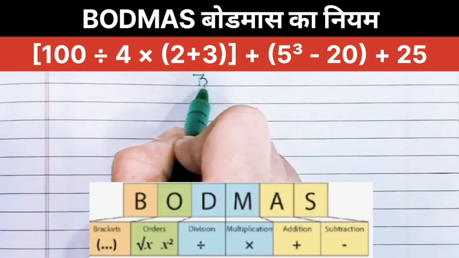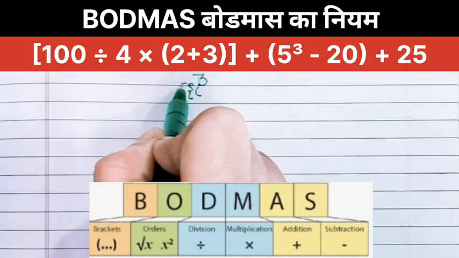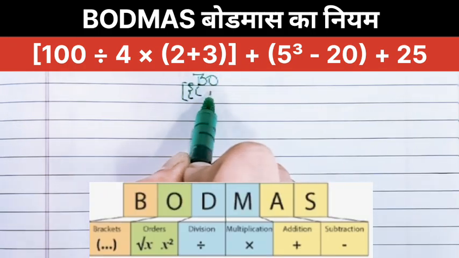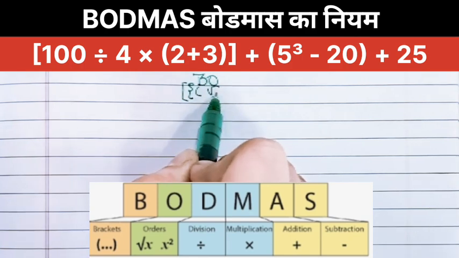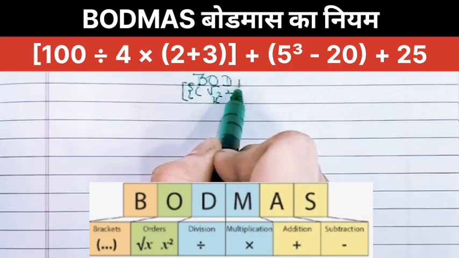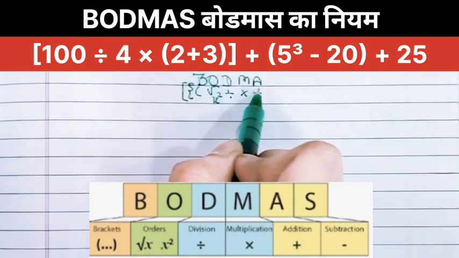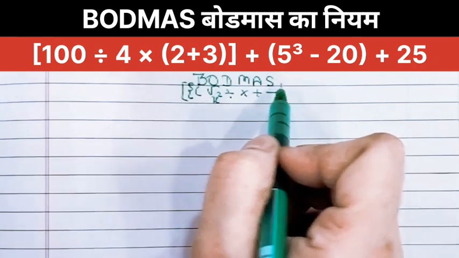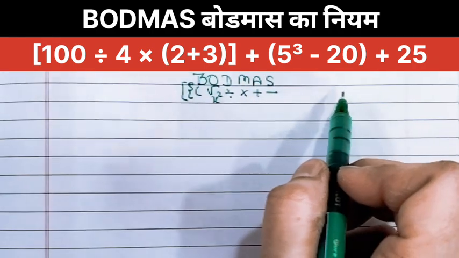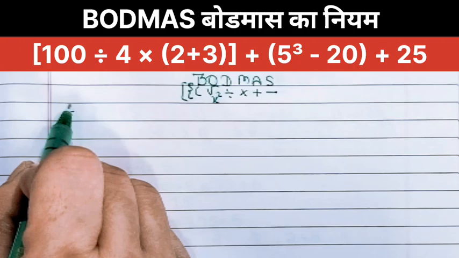BODMAS rule says first we solve brackets: small brackets, curly brackets, then square brackets. O stands for orders, or we convert into multiplication, we solve roots and exponents. D stands for division, M stands for multiplication, A stands for addition, S stands for subtraction. Now according to the BODMAS sequence, we'll break down this expression with a step-by-step solution.